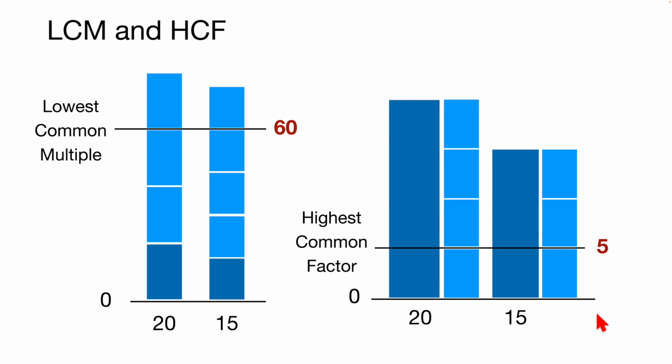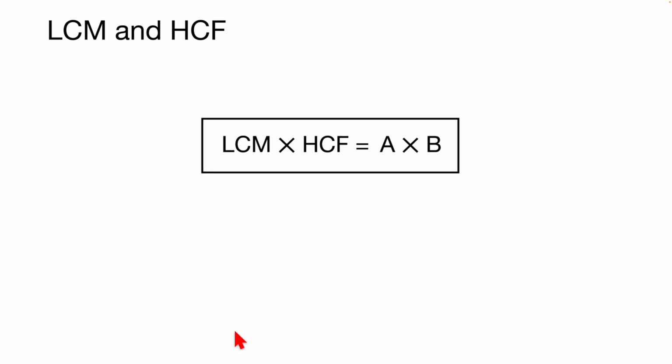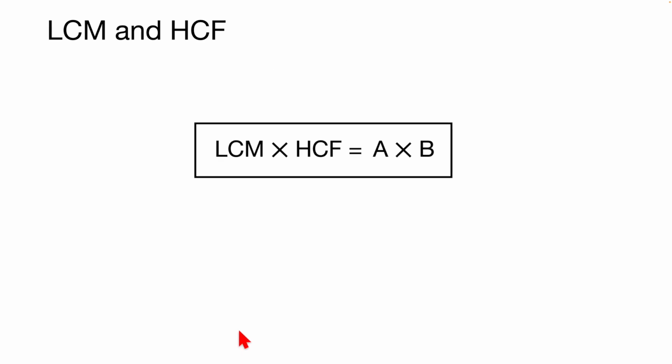Now, a formula that can be used when you're only looking at two numbers, only when there's two numbers, is that the lowest common multiple times the highest common factor is equal to number A times number B. So what have we got here? Lowest common multiple 60 times 5 is 300, which is equal to 20 times 15. Good, glad that worked. This is really useful. It doesn't get taught very much. It only applies when there's two numbers, but it's a great check.